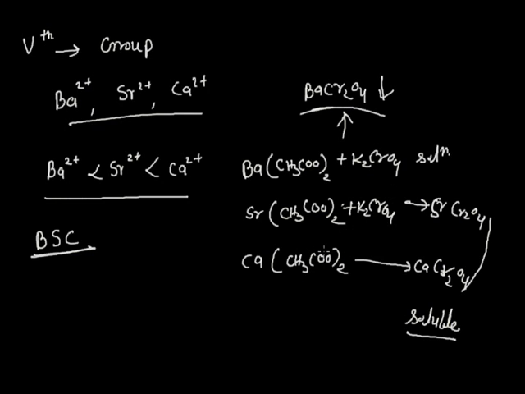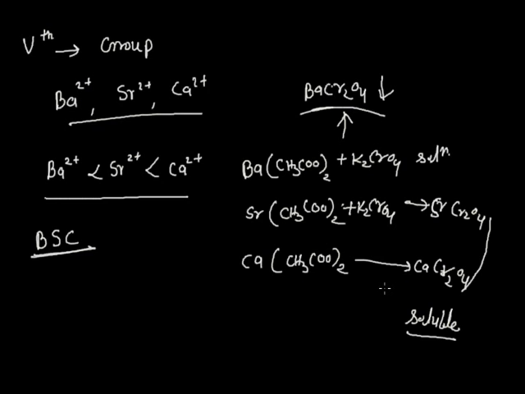Due to the higher Ksp value, strontium chromate and calcium chromate are not precipitated, although strontium and calcium both are converted to their respective chromates. But strontium chromate and calcium chromate both remain soluble due to the higher Ksp value.